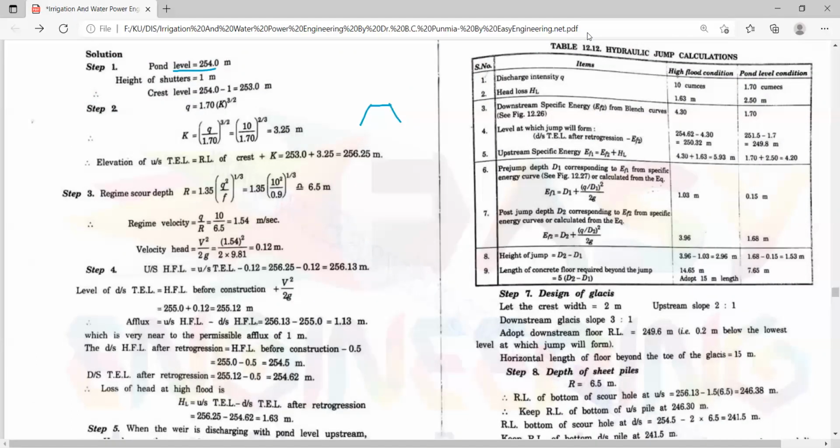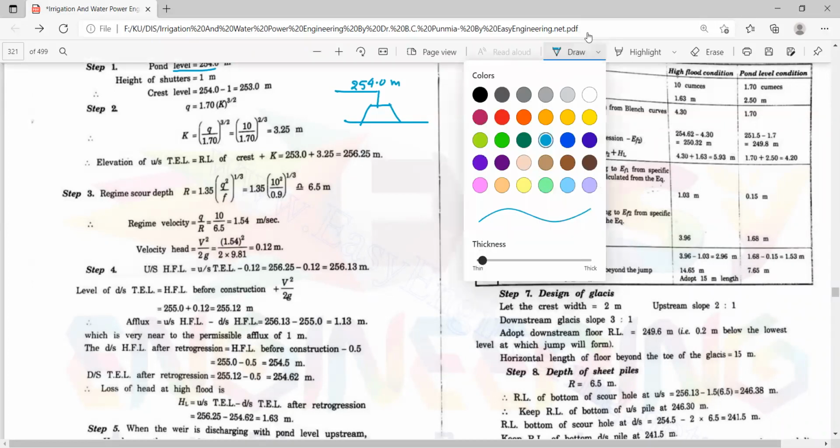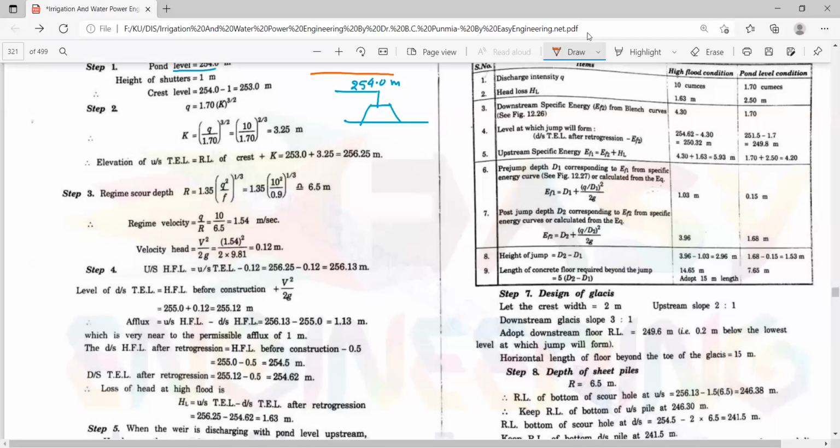So this is the weir. Pond level is nothing but storage level. So pond level is given 254.00 meters. And the maximum flood level, we know the maximum flood level, how much it is? Can anyone tell me how much the maximum flood level? Interesting, actually, before construction the maximum flood level is 255.00.